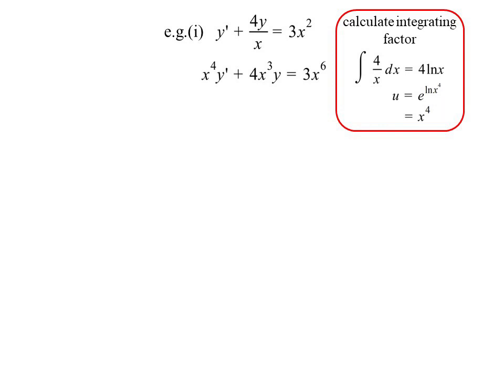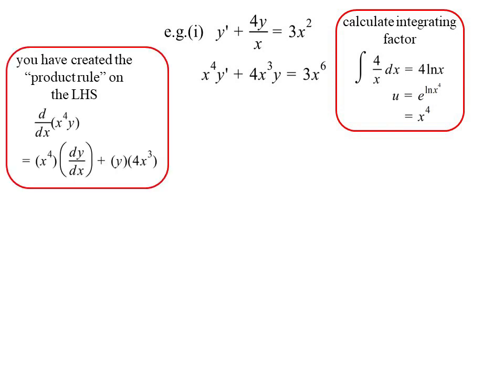You might not see it, but what we've basically done is created the product rule. Write down the first, diff the second, plus write down the second, diff the first. That's what we've got there. See, the derivative of x to the power of 4 times y would be x to the power of 4 times the derivative plus y times 4x cubed. So I can rewrite the left-hand side as the derivative of x to the power of 4 y. And that will equal 3x to the power of 6.